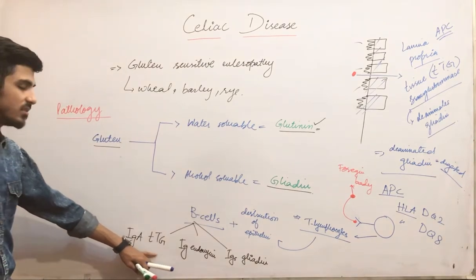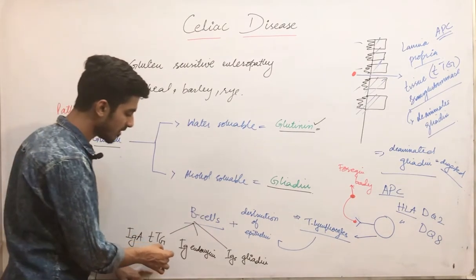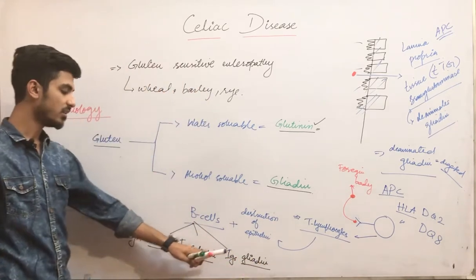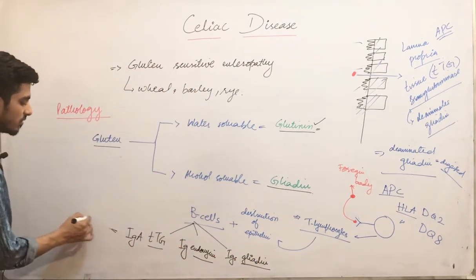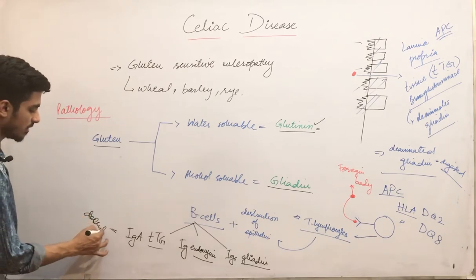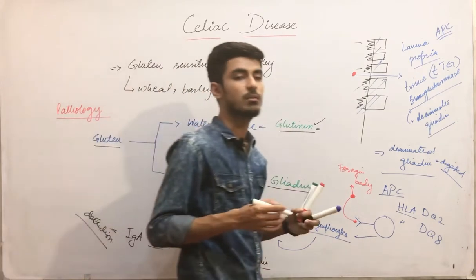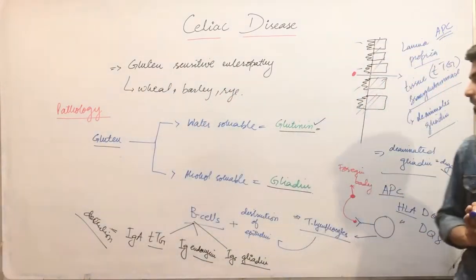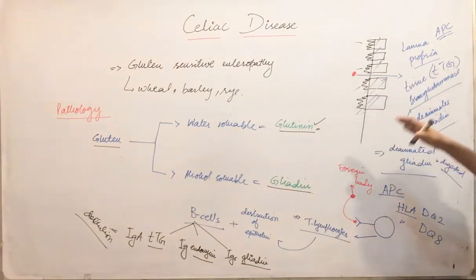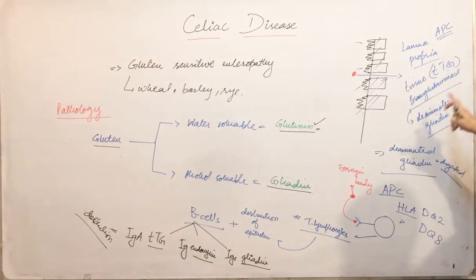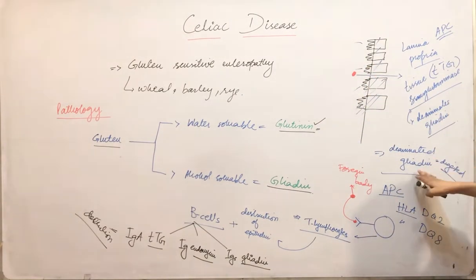You can say IgA antibodies against the tissue transglutaminase, against the endomysium, and against the gliadin, and they further cause the destruction. In this way, there will be the destruction of the epithelium of the intestine. Is that clear to you? Normally, gliadin enters, tissue transglutaminase acts on it, it deamidates the gliadin, and gliadin is digested. Finished, this is normal.